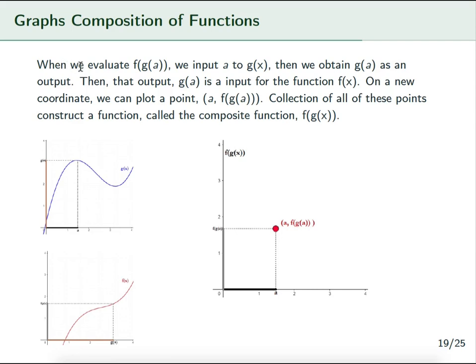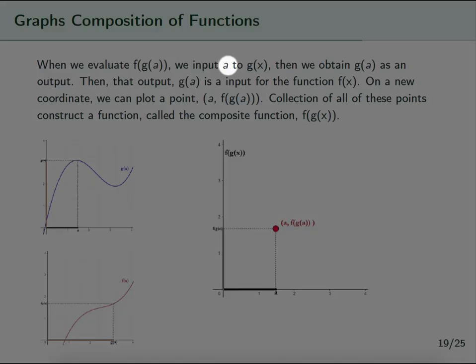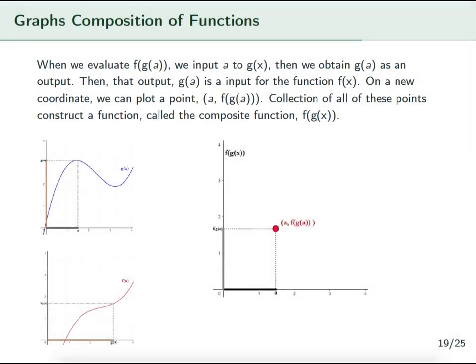The next page shows what we just talked about. When we evaluate f of g of a, we input quantity a into function g of x. Then we obtain g of a as an output. This output, g of a, is an input for function f of x. On a new coordinate plane, we can plot the point a comma f of g of a. The collection of all these points constructs the composite function f of g of x. So this is the process of composite functions when we're thinking in terms of graphs.